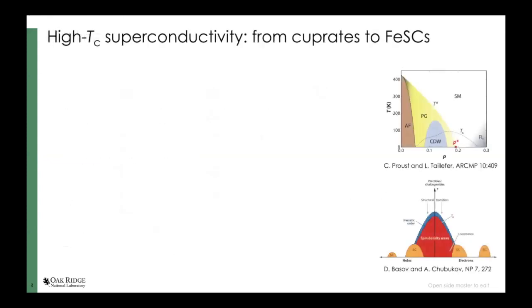Okay, so usually we want to start from the phase diagram, and we usually compare the phase diagrams between cuprates and iron-based superconductors. If we start from the cuprates, the parent compound is widely believed to be a Mott insulator or charge transfer insulator, depending on how you view the problem.